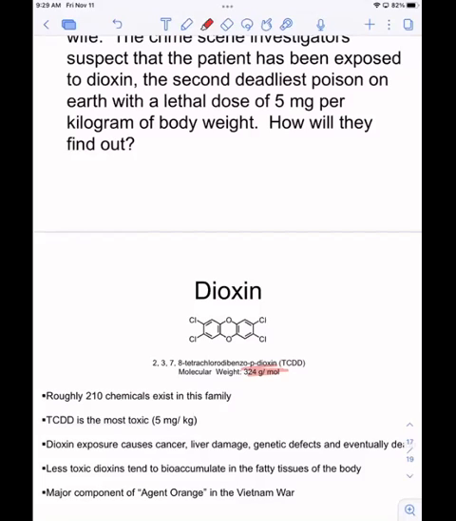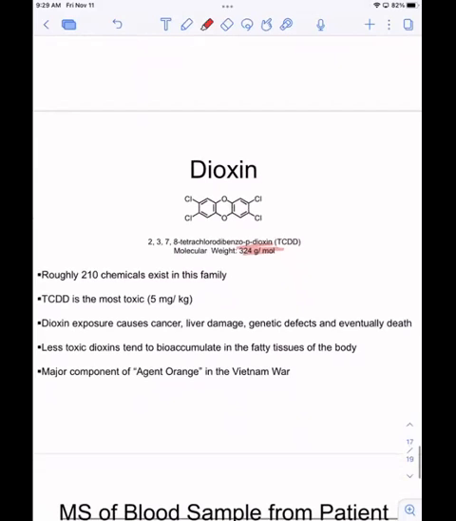This is a class of chemicals, right? It's 210 chemicals in the family. The one that's on the screen is the most toxic out of all of them. It's a carcinogen, it causes liver damage and genetic defects. It's the same compound that was used in Agent Orange in the Vietnam War. I don't know how many of you have ever heard of Agent Orange, but it was a chemical weapon that was used against the Vietnamese. But the soldiers who were applying it also got exposed to it, and many of them still suffer the effects of being exposed to Agent Orange today. I have a cousin right now who's had leukemia for 19 years from being exposed to Agent Orange.